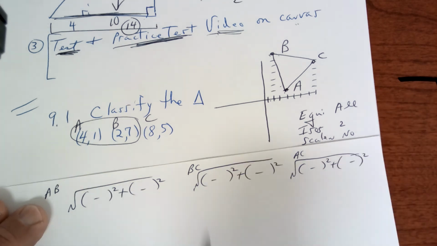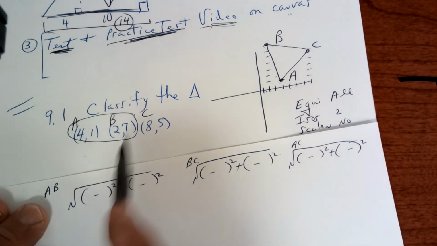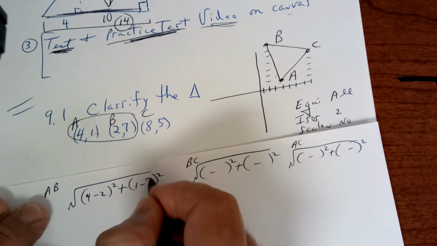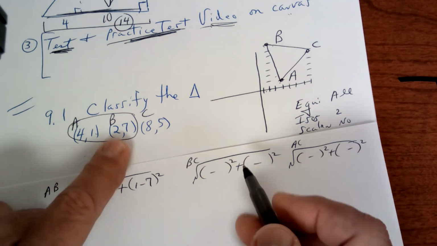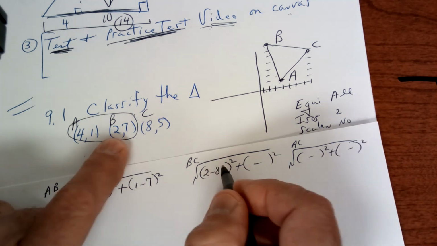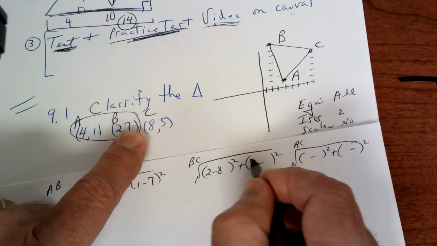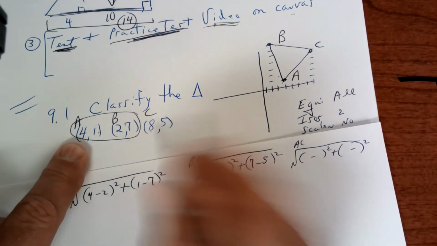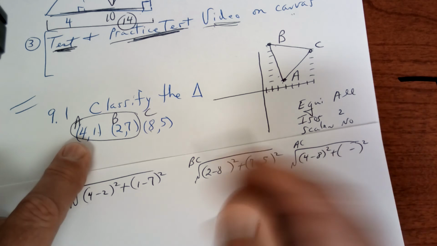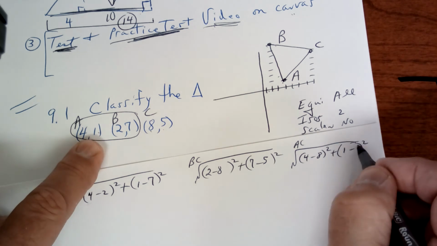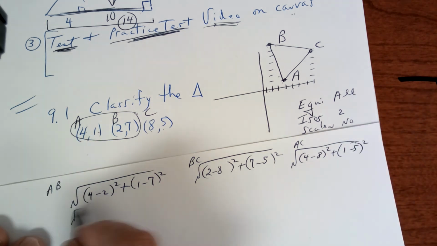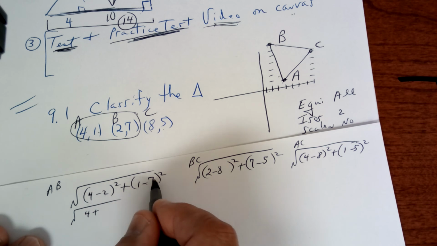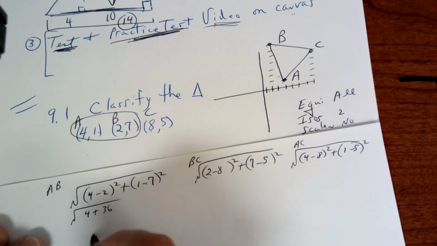Okay, so here, AB is here, so I'm going to do 4 minus 2 and 1 minus 7. BC is here, so I'm going to do 2 minus 8 and 7 minus 5. And then finally, AC is going to be 4 minus 8 and 1 minus 5. So once I do that, I work it out. So that's 2 squared, which is 4. Negative 6 squared, which is 36. So I get the square root of 40 on that one.